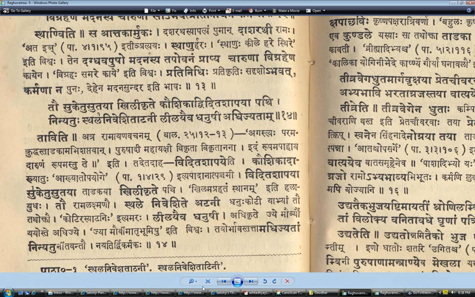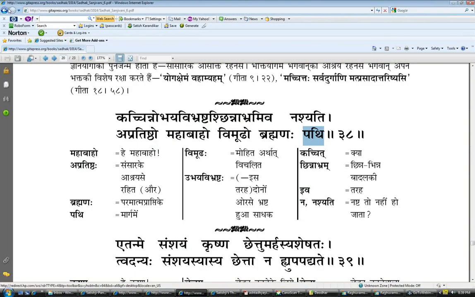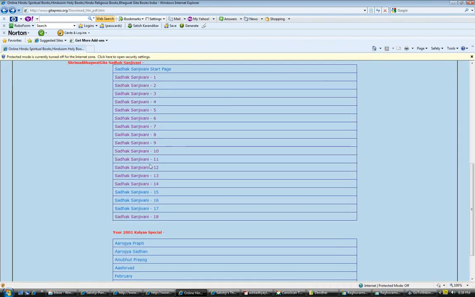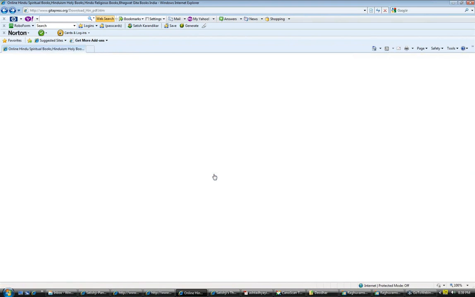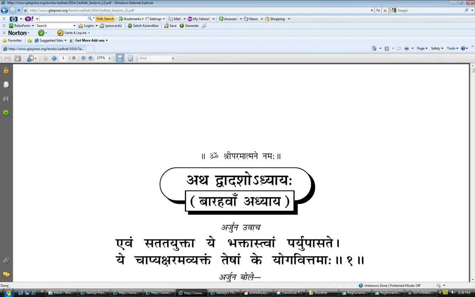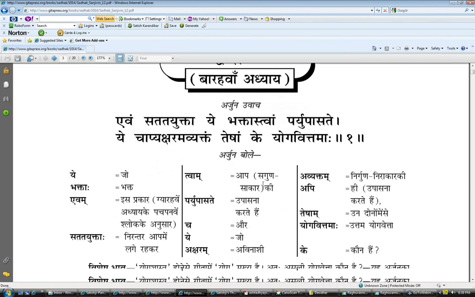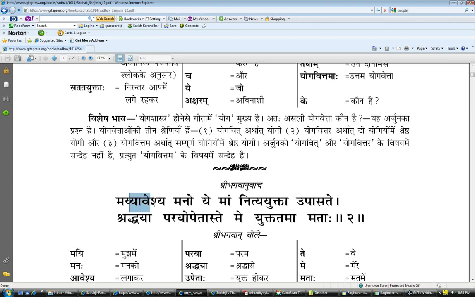What is the form veshita? Can anybody in the class tell me? Can you derive this form veshita for me? Let me in the meanwhile pull up this Gita shloka. This form veshita comes in the Gita. So it's probably made in mayyaveshya mano ye mam nityayukta upasate shraddhaya parayopetah. Those who have made their mind enter into me. I'm going to give you the answer now. This is from mayi aveshya. It is also the same, the causative of vish. It's a causative of vish, becoming veshita.